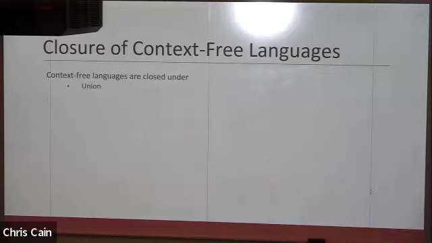How about concatenation? Any thoughts on how we might be able to see context-free languages as closed under concatenation? We take a context-free language and another context-free language, and now we're going to say any string that this accepts and string that that accepts, we're going to concatenate them together and accept that in the new concatenation language.